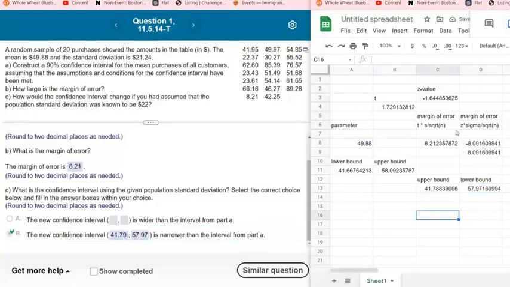Okay. We use z when the population standard deviation is known. But in practice, you almost never know the population standard deviation. That's why we use t a lot more.